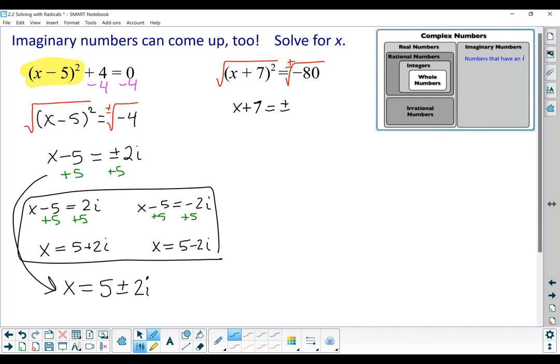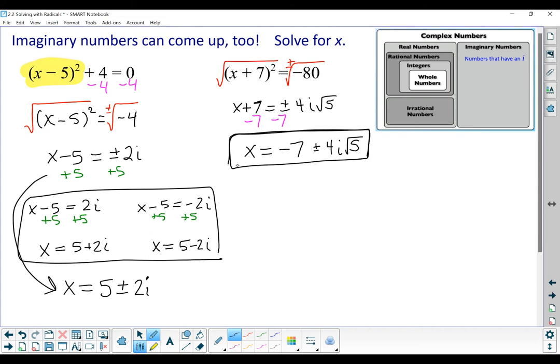And the square root of negative 80 is 4 root 5. This is going to be 4i root 5 because it is an imaginary number. So now we're ready to do our final step, which is subtracting 7. The 7 can't combine with the 4i root 5 because it is an imaginary number. So our final answer would be negative 7. We usually put the rational part first, plus or minus 4i root 5. And that is a funky answer, but that is it. That's the number that makes this equation true.